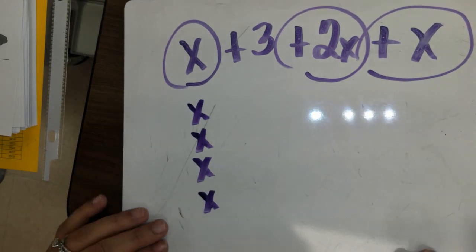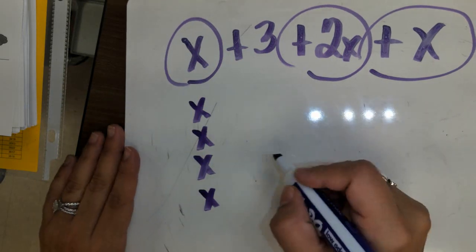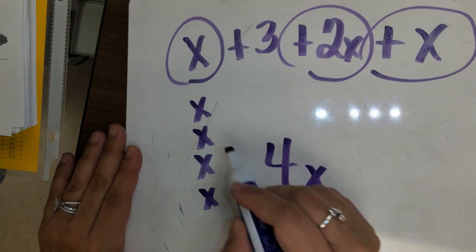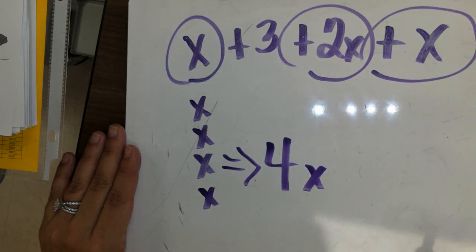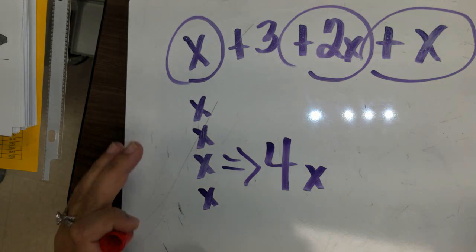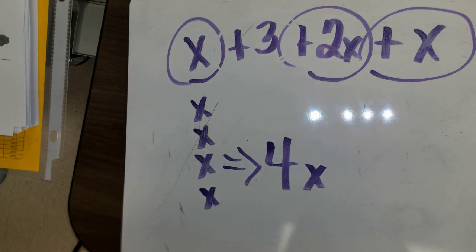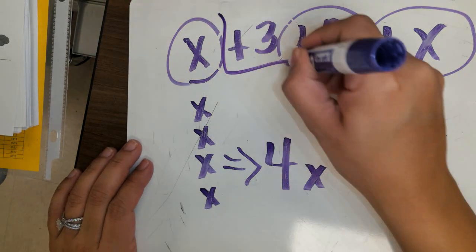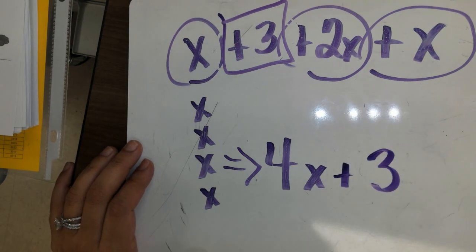Did you see how I drew those x's? Okay, so how many x's do I see? 4x. So this is the same as that. Okay? And then lastly, we're going to see how many constants or units we have. Well, here we only have 3. And so I would say that's just plus 3. So that right there, my friends, is an expression.